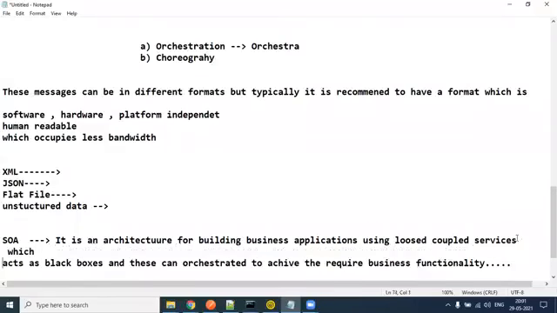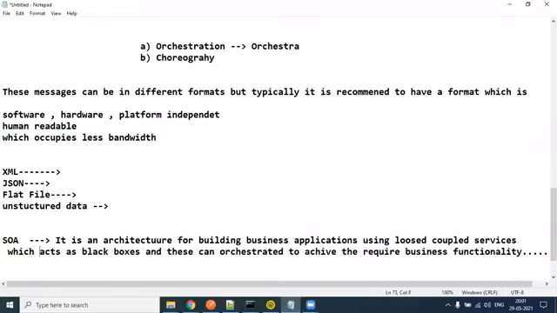Another thing is these services act as black boxes, which means service A may not know anything about the implementation of service B. Service B might not know anything about the implementation of service C. All they know is about their core functionalities, but at the same time, these can collaborate with one another to achieve the required business functionality.